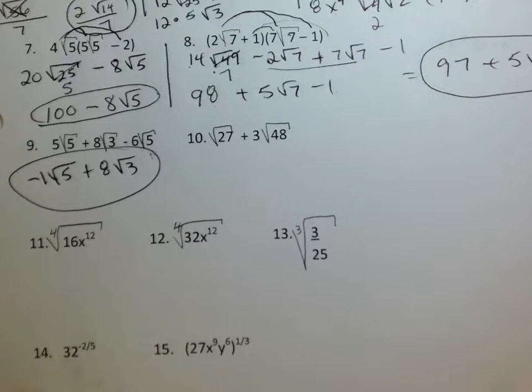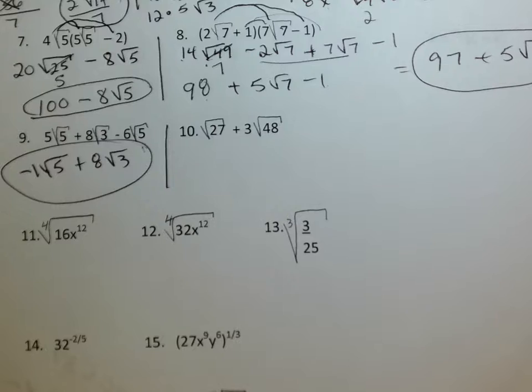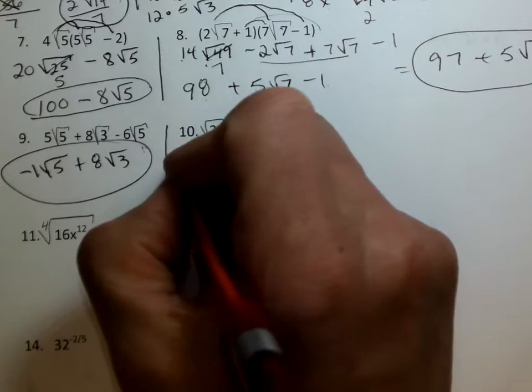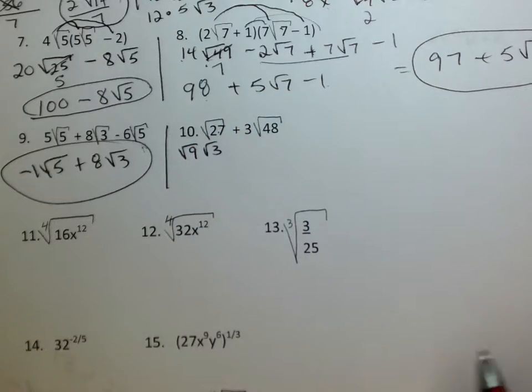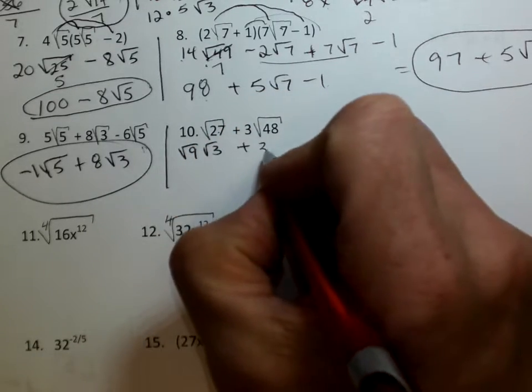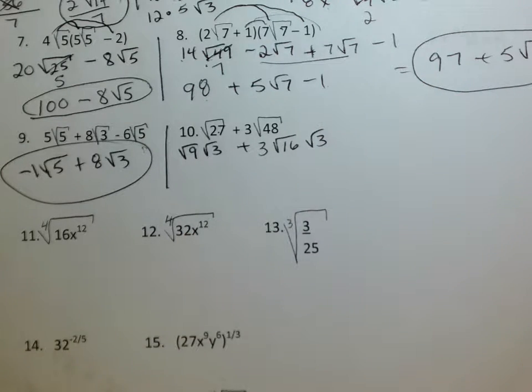10. Oh, 10, they don't look the same, but I have a feeling if I break them down, reduce them, then I can make them the same. So 27 could be the square root of 9 times the square root of 3, right? 48 can be the square root of 16 times the square root of 3. That's the best one. And you can go 4 and 8, but then you got to break down 8. I like 16 and 3 because it goes faster.